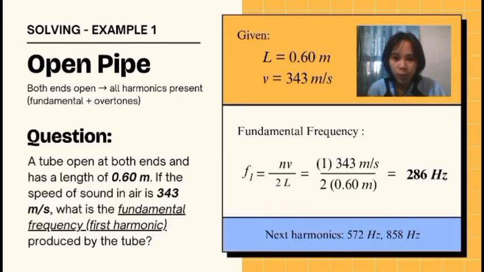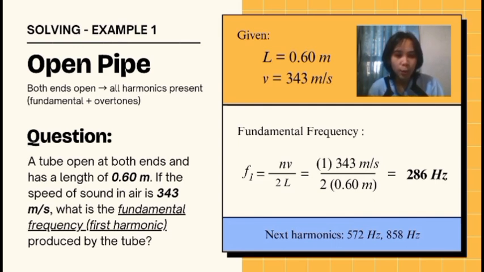So this time we will be solving for an open pipe. Again, open pipe means both ends are open. If both ends are open, it means all harmonics are present: the first, second, third, and so on. So if we solve for an open pipe, the fundamental frequency and the overtones are present. The fundamental frequency is the lowest sound the pipe can make, while the overtones are the higher sounds the pipe can make. So we have here our question.